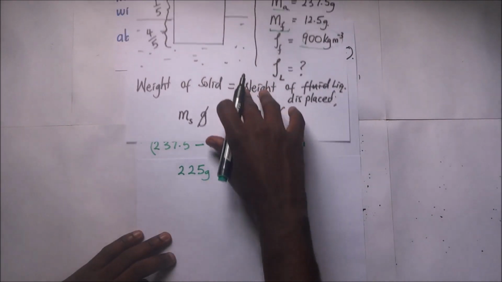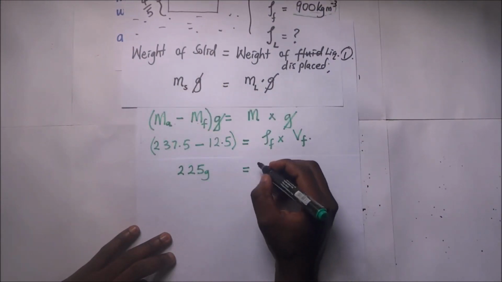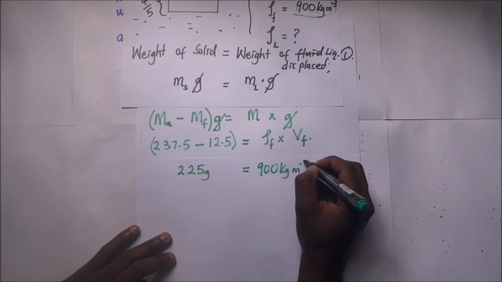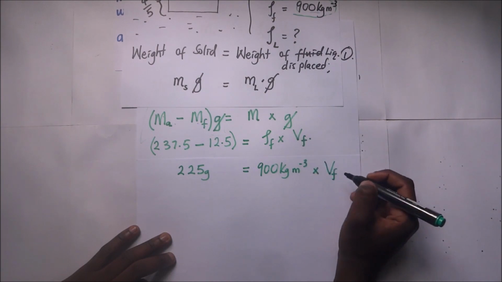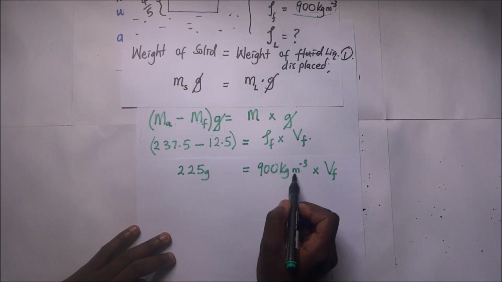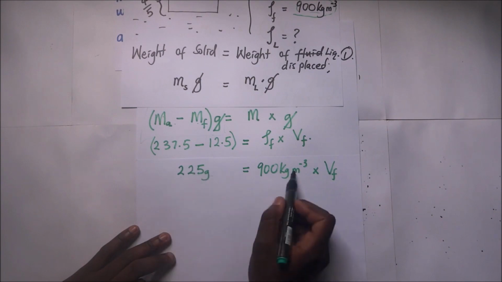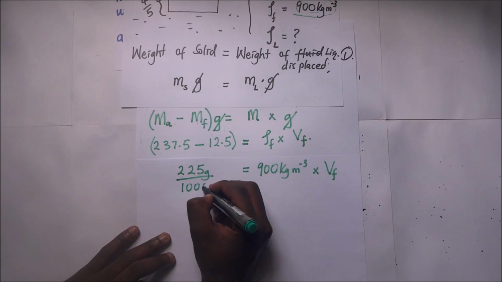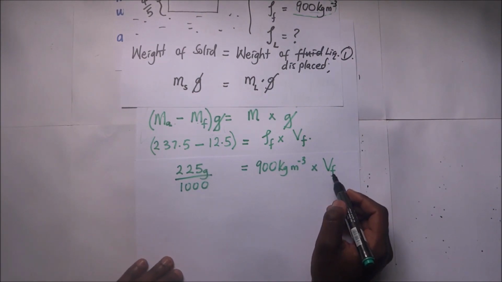Now, according to our question, the density of the fluid is 900 kilograms per meter cubed. So this is going to be 900 kilograms per meter cubed, multiplied by the volume of the fluid that was displaced. Now you realize this is in grams, this is in kilograms per meter cubed. It's only safe to convert this to kilograms as well to harmonize the units. So to convert this to kilograms, we shall divide by 1,000, so that this is also turned into kilograms. So now we make VF the subject of the formula.